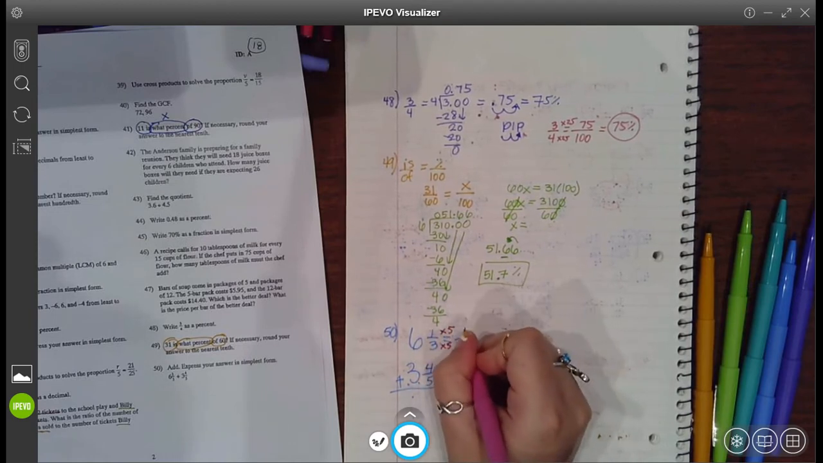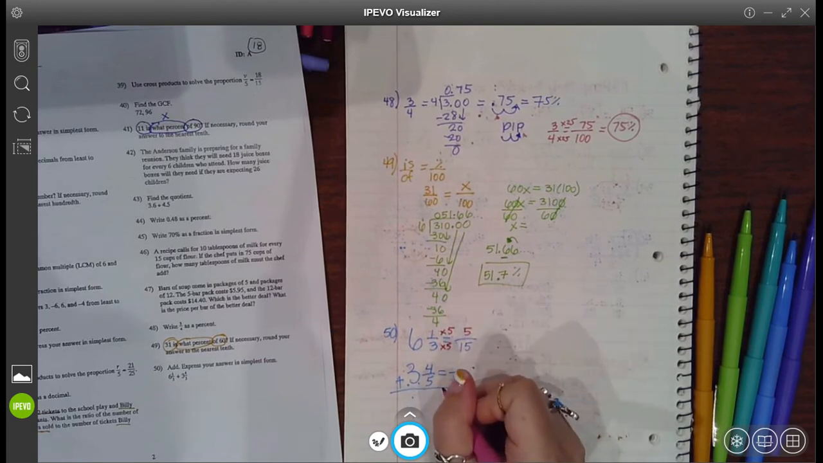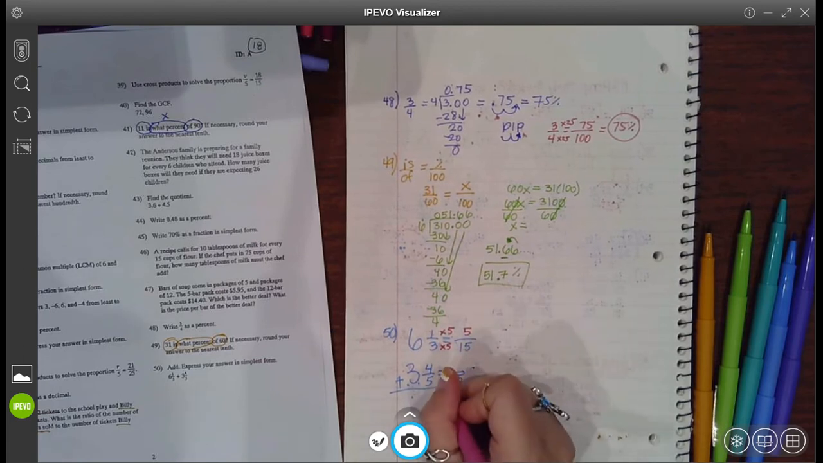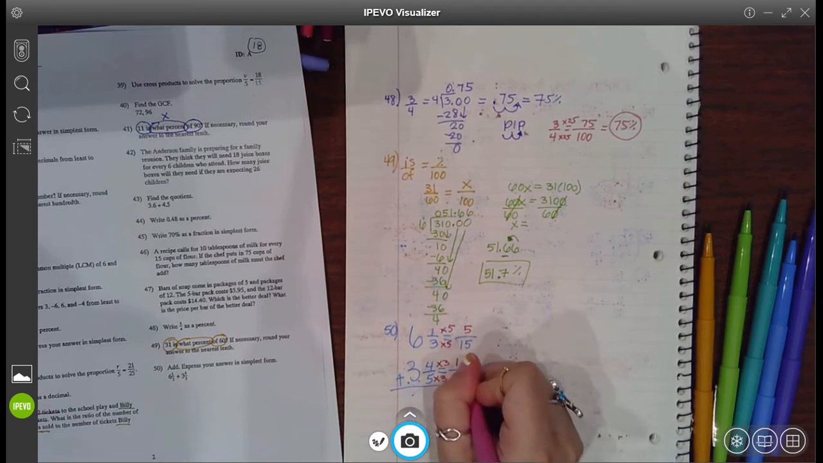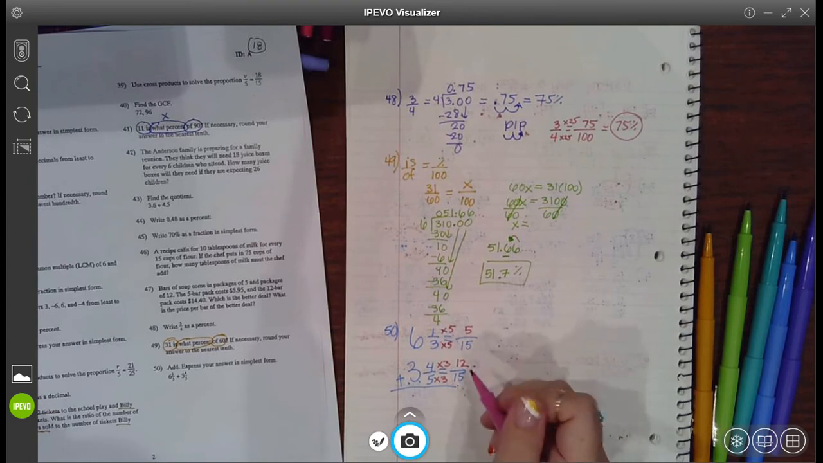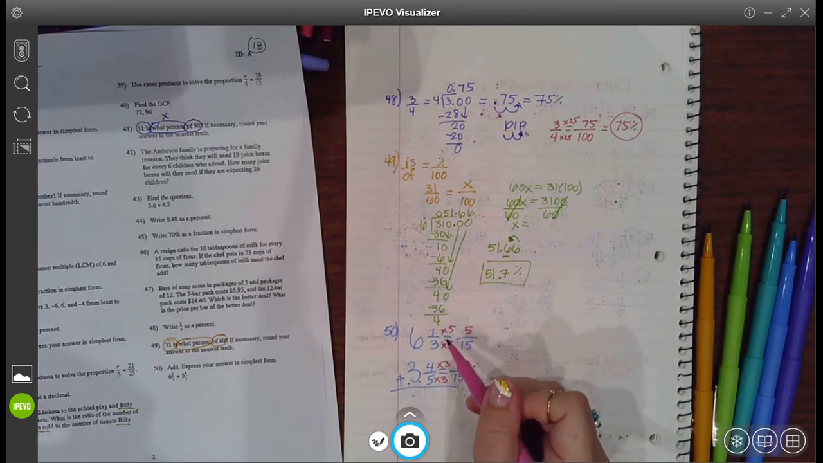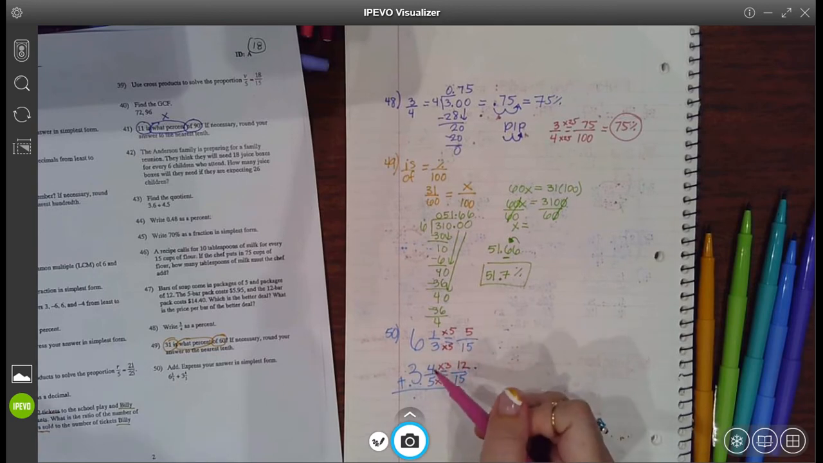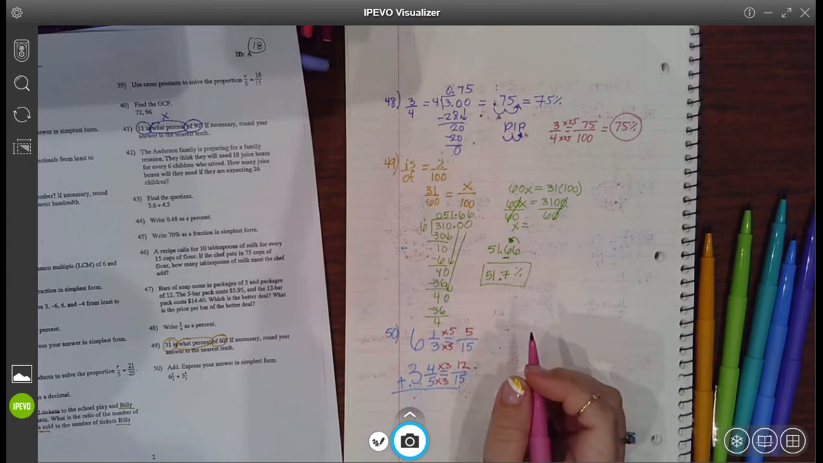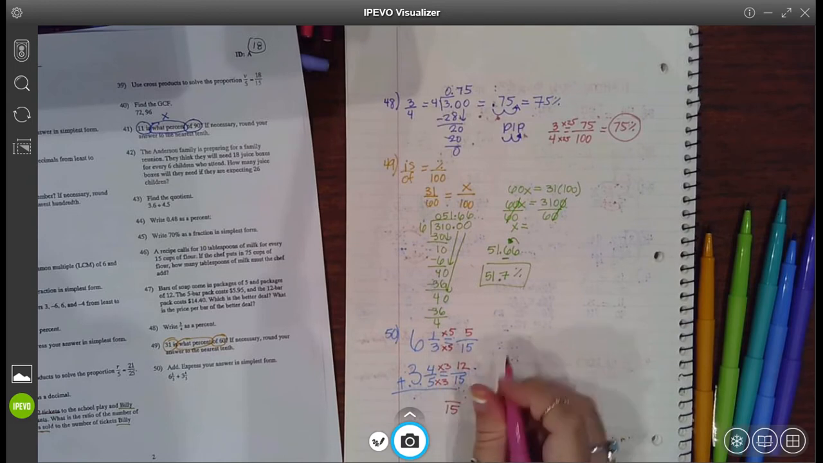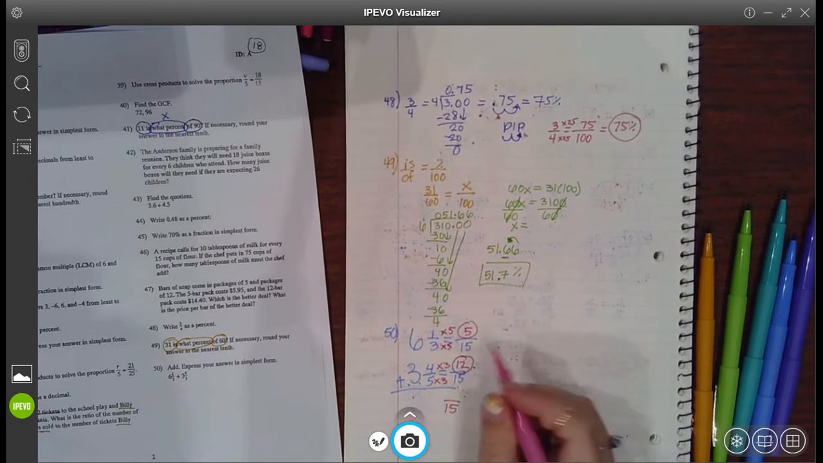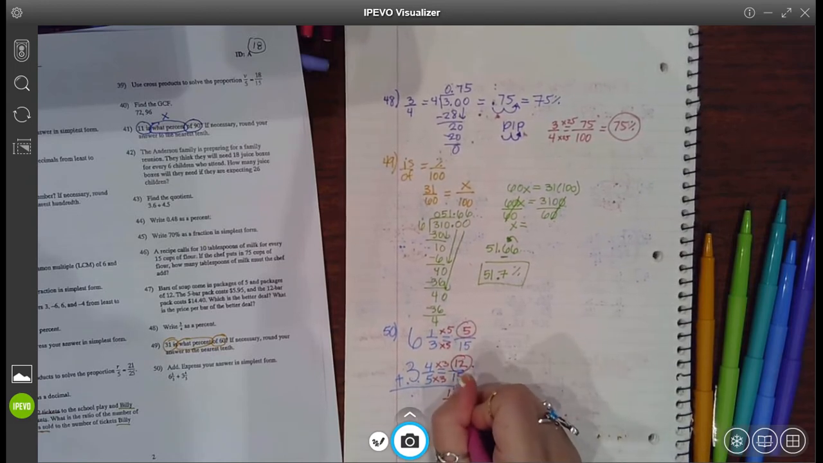1 times 5 is 5. For the bottom, what did you multiply 5 by to become 15? 3. So do the same thing on top. 4 times 3 is 12. Now that you have the same denominators, and I can do this because 5/15 reduces to 1/3. It's the same fraction. And 12/15 reduces to 4/5. It's the same fraction. I just rewrote them with 15 as the common denominator. So you can keep the denominators the same and add your numerators of 5 and 12, which is 17.